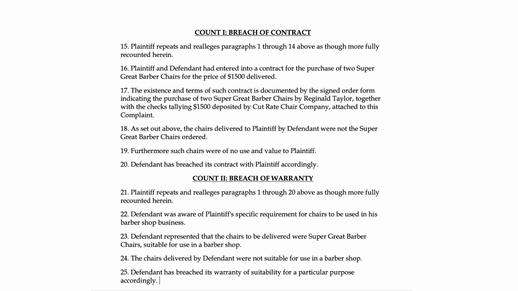And each one ends with a statement regarding that particular claim. So you see the breach of contract claim starts with that repeat and reallege paragraph. And then paragraph 20 says that accordingly defendant has breached its contract. So that's where you actually conclude each count with the legal claim you're making.